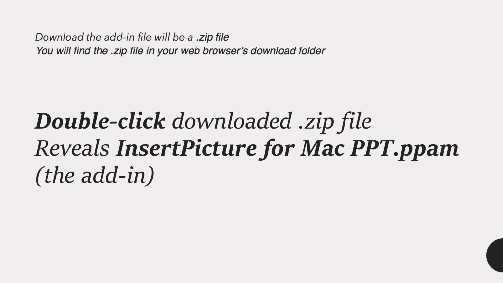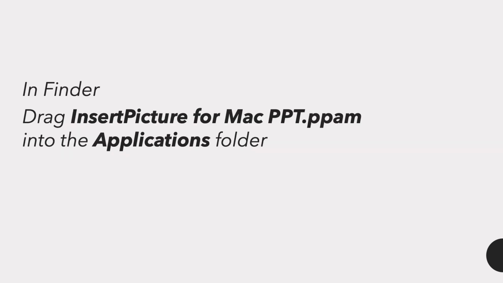The downloaded file will be a .zip file. You will find the downloaded file wherever your web browser settings are for your downloads. Usually this is the Mac OS Downloads folder. Double-click that file in Finder to reveal the InsertPIcture for Mac add-in. Then drag the InsertPIcture for Mac PowerPoint add-in to the Applications folder.